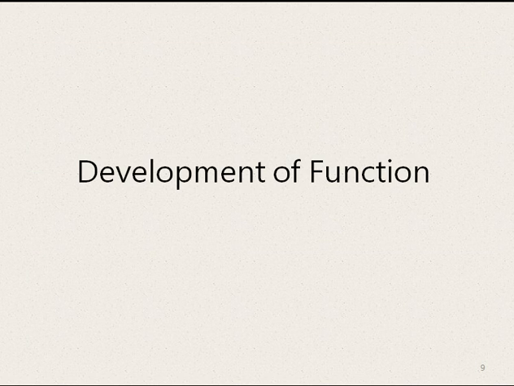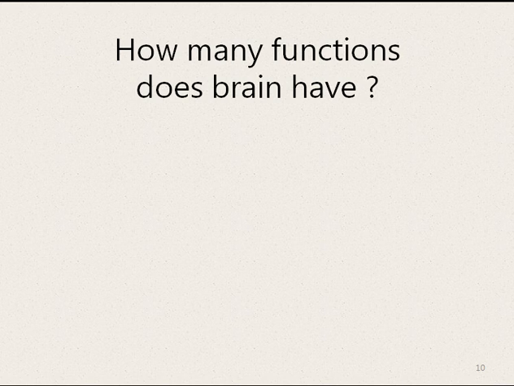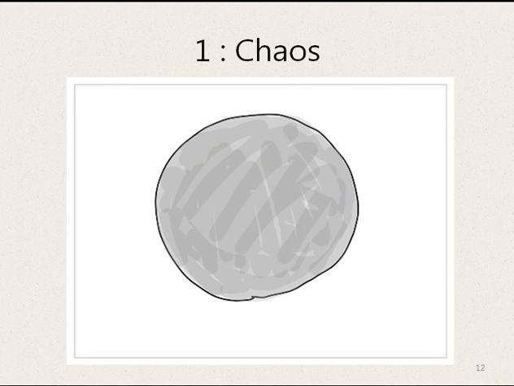Let's see how functions have developed. First of all, how many functions does the brain have? As we describe in view of function, the number of functions must be determined. The brain has 5 functions, exactly 5 functional categories. In the beginning, function is not yet differentiated. It has potentially multiple functions.